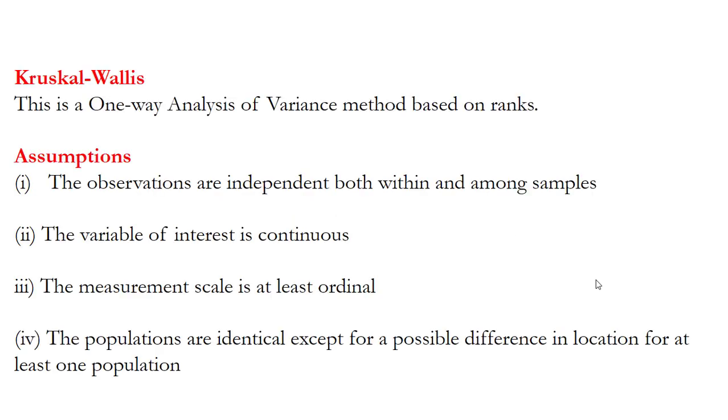So for this video, I'll be looking at the Kruskal Wallis Test. The Kruskal Wallis Test is a one-way analysis of variance method based on ranks, which is obviously a non-parametric method. The assumptions under which we tend to carry out a Kruskal Wallis test are: the observations are independent both within and among samples, the variable of interest is continuous, the measurement scale is at least ordinal, and the populations are identical except for a possible difference in location for at least one population.